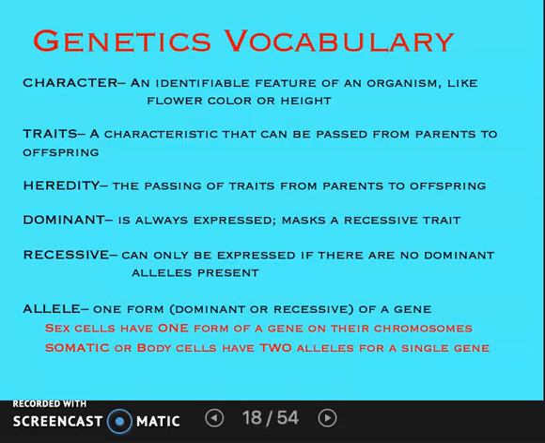So remember, we've talked about a number of different terms. A character or characteristic is a specific observable quality that you show. Traits are variants of that characteristic. So the characteristic would be eye color. The variants or the traits would be blue eye color or brown eye color. Heredity is the passing of traits from parents to offspring. Remember that Mendel identified dominant and recessive traits. And last but not least vocab term, allele, remember that alleles are just different copies of the same gene.